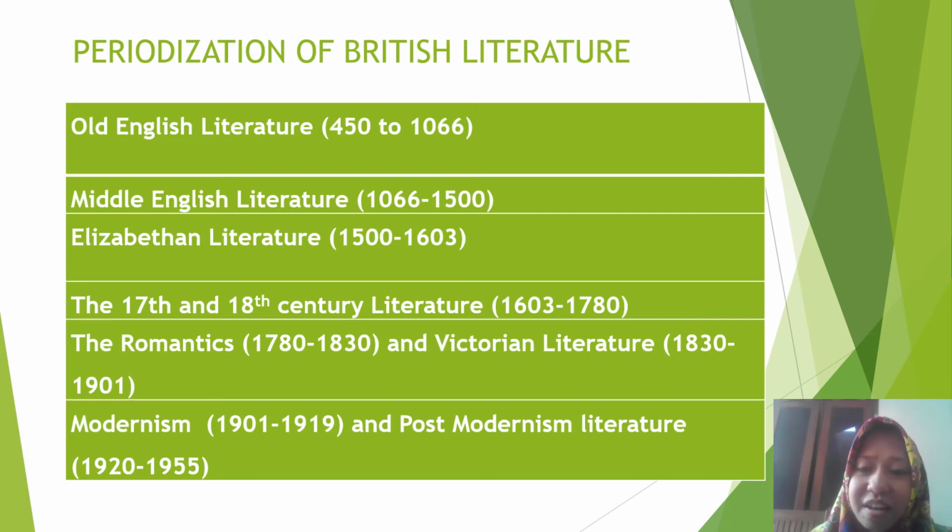And then after that, there is Elizabethan literature, 17th and 18th century literature, the Romantics and Victorian literature, and lastly, modernism and postmodern literature. We will study more in the next meeting. We would like to talk about these one by one.